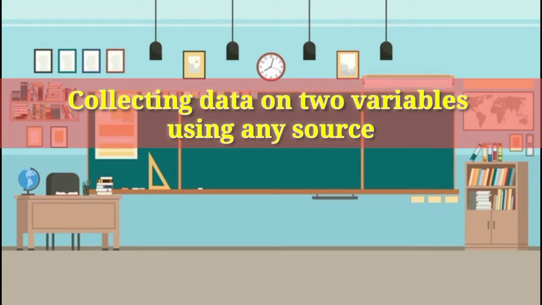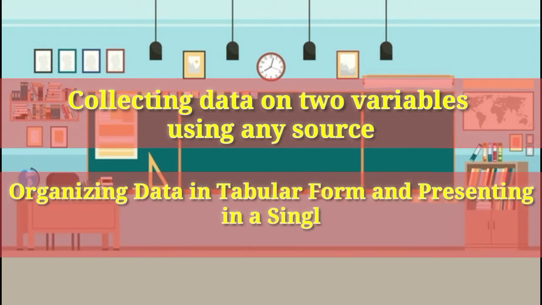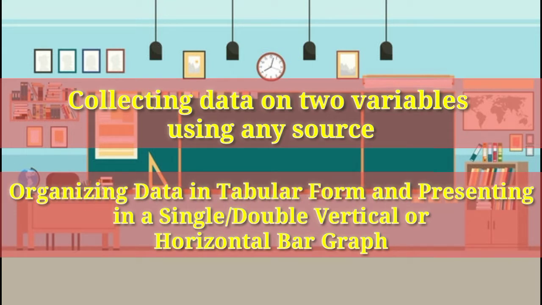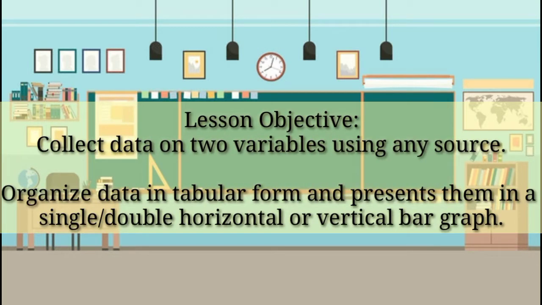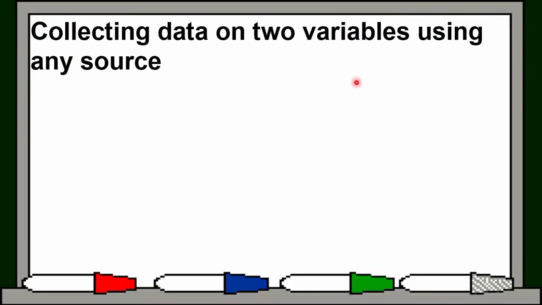Our lesson for today is about collecting data on two variables using any source and organizing data in tabular form and presenting in a single or double vertical or horizontal bar graph. Our lesson objective: at the end of this lesson, you will be able to collect data on two variables using any source and organize data in tabular form and present them in a single or double horizontal or vertical bar graph.